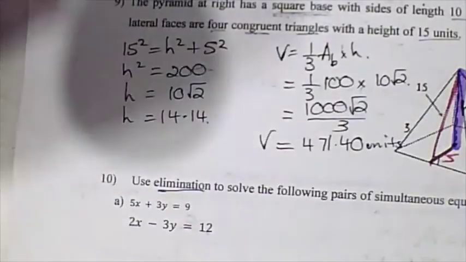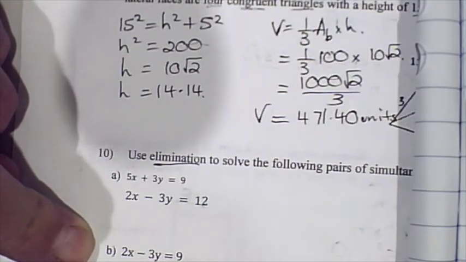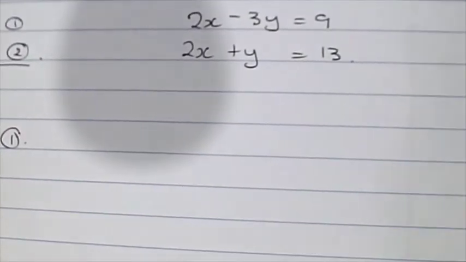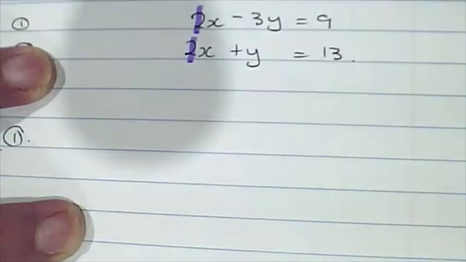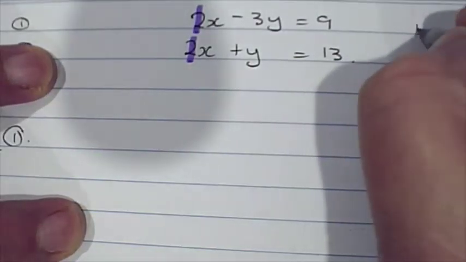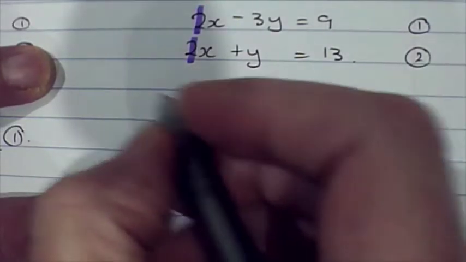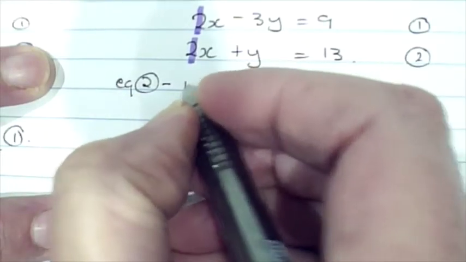Next one is 2x minus 3y equals 9, 2x plus y equals 13. Okay, done it again over here. This time round, my coefficients of x are the same. And because they're both positive, I'm going to subtract them. And I'm going to do equation 2 minus equation 1.